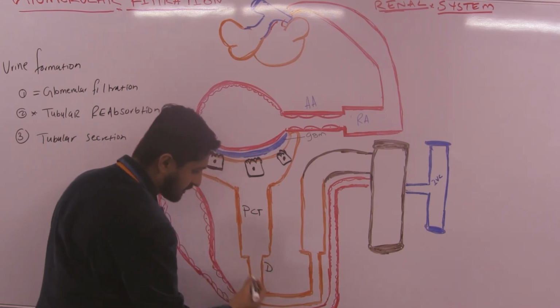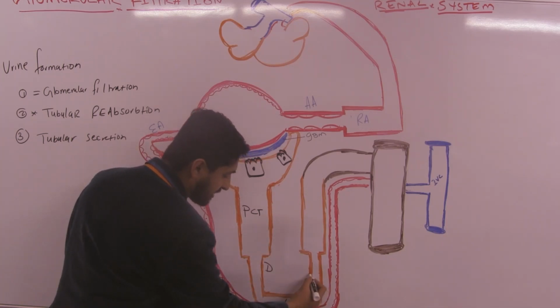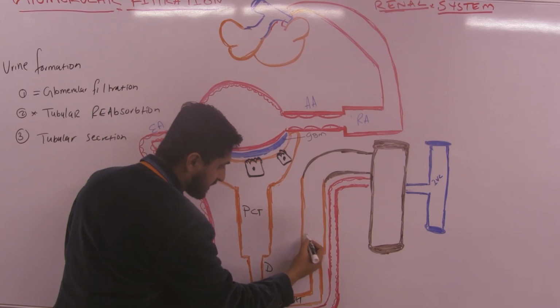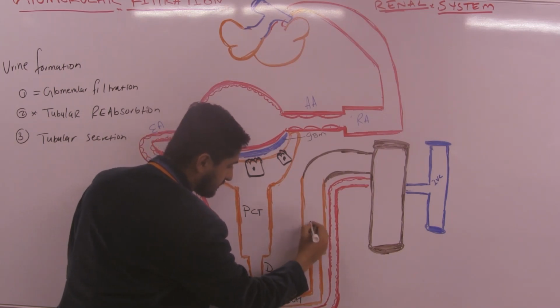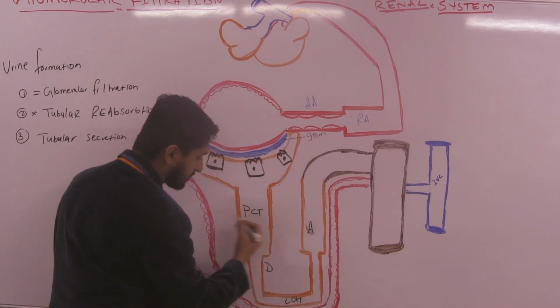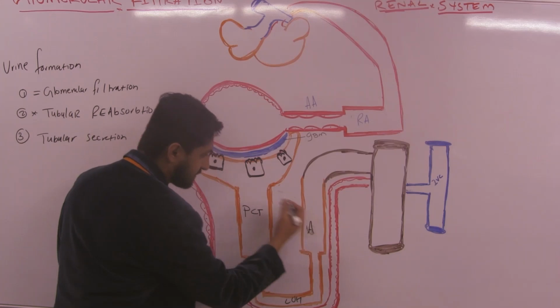It's a descending limb, okay? And this is going to be my loop of Henle right here, and this is my thin part of the ascending limb. This is going to be my thick ascending limb, I'll just write down ascending limb. Or you can say proximal convoluted tubule. This is the descending part of the loop of Henle. This is the ascending part of the loop of Henle.